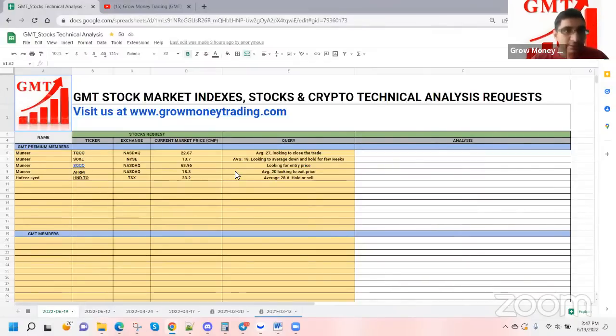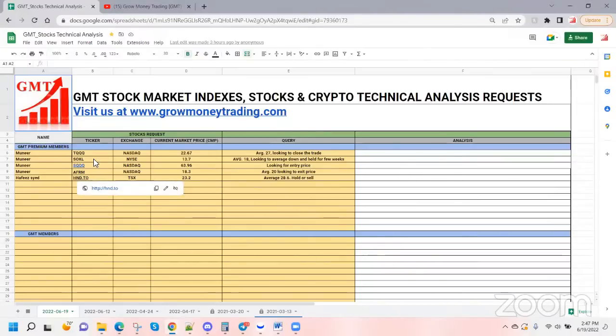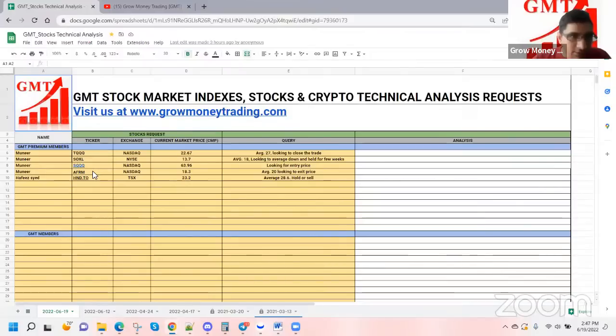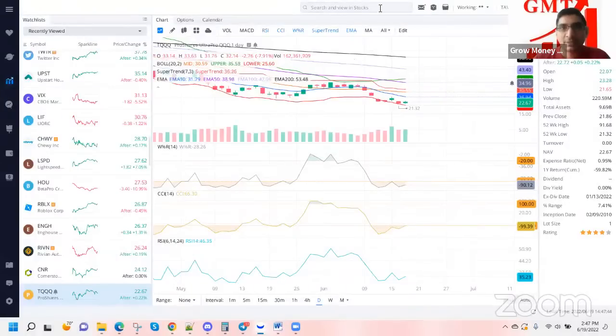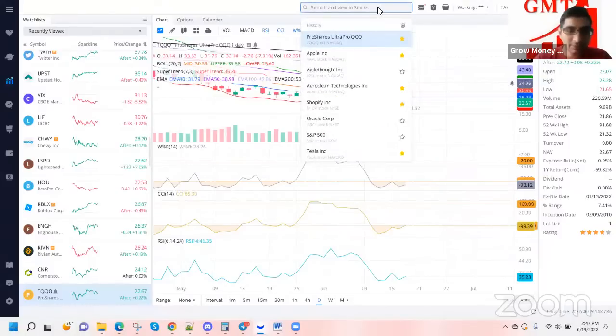So, Munir, does that answer your request? Yes, Kamal, thank you. Okay, great. So we'll take SOXL and then AFRM. Since Vivek sir has already answered about SQQQ, I'm skipping that.